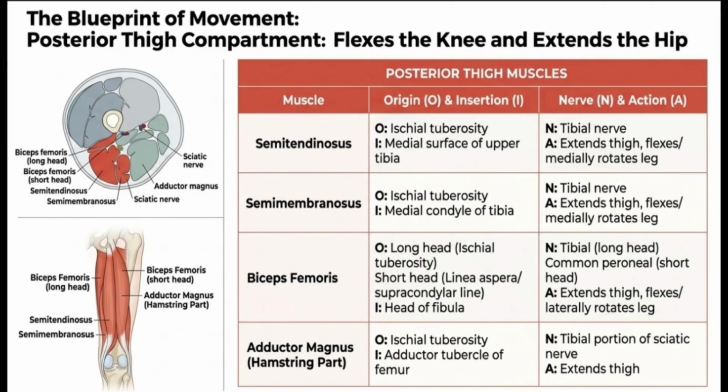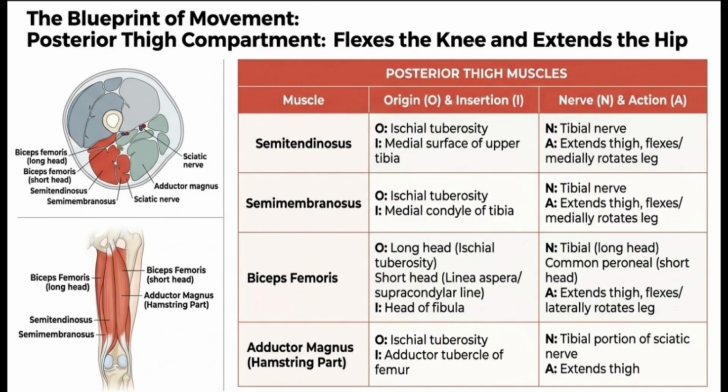Positioned directly opposite, we find the posterior thigh compartment, clinically and colloquially known as the hamstrings. The shared biomechanical mission of this muscle group is knee flexion and hip extension, essential for normal gait propagation. The primary neural highway driving these movements is the sciatic nerve, specifically its tibial division.